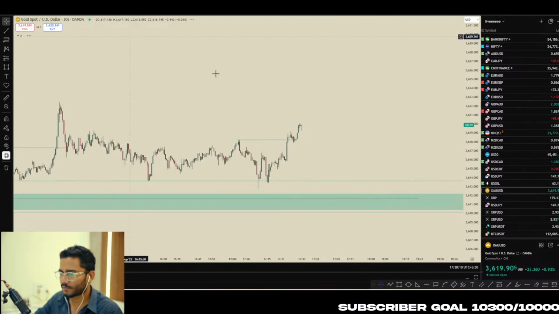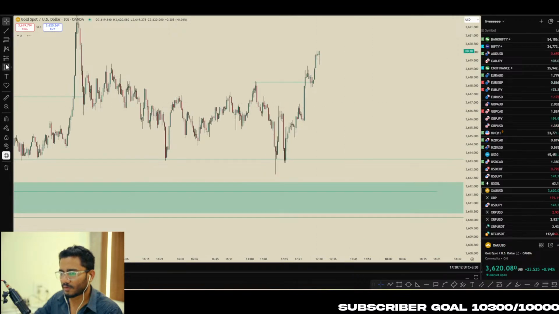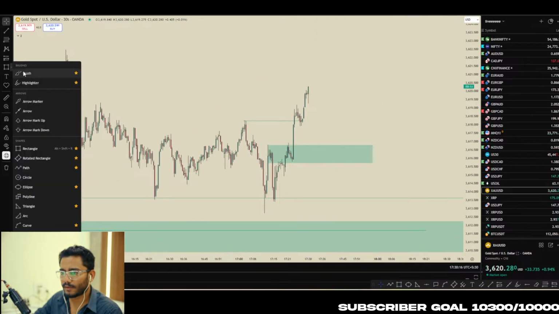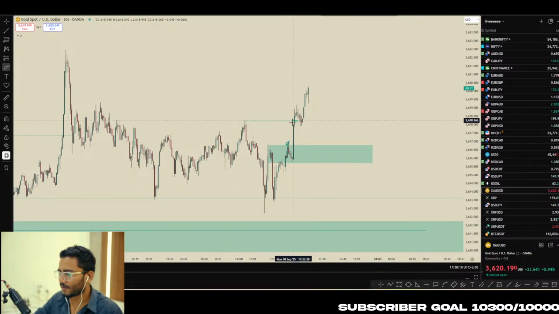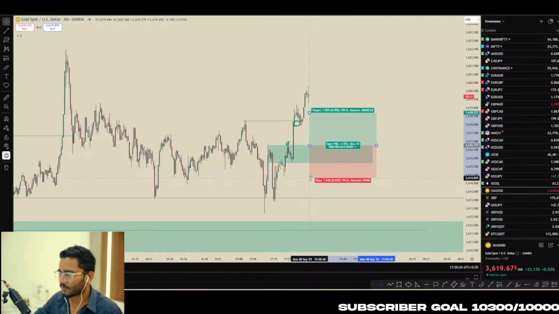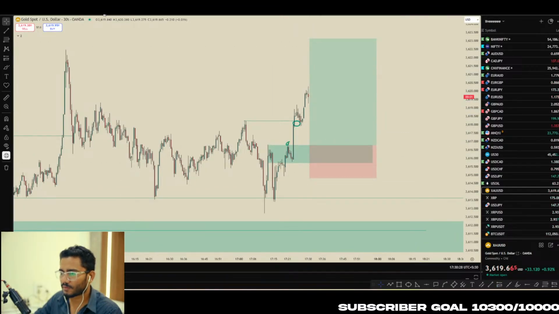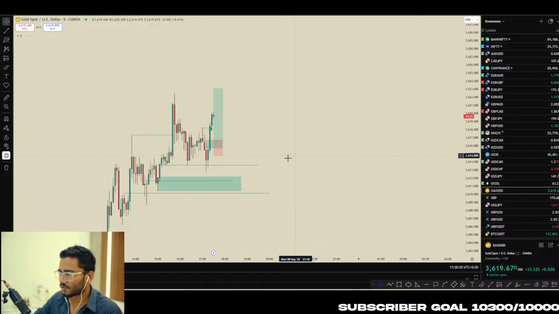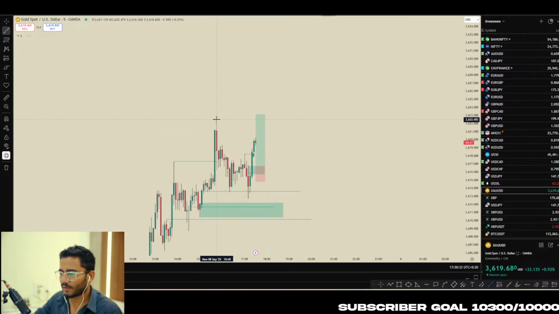Right now, we have this breaker block and there is an order block to the left side, and price has created this imbalance in the price. So we can look for entry on this order block and then look for a continuation. So we could get a reaction from this area on 1 minute.